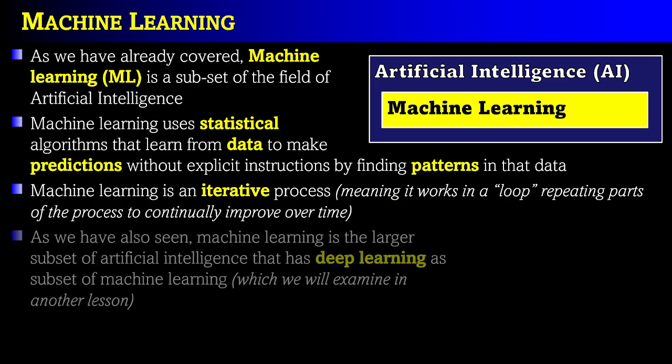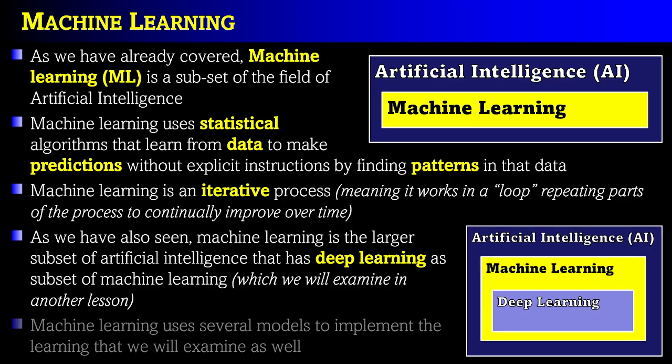improve over time. As we've also seen, machine learning is the larger subset of artificial intelligence that deep learning has as a subset of machine learning, which we will examine in our next lesson. Machine learning uses several models to implement the learning that we will examine as well.